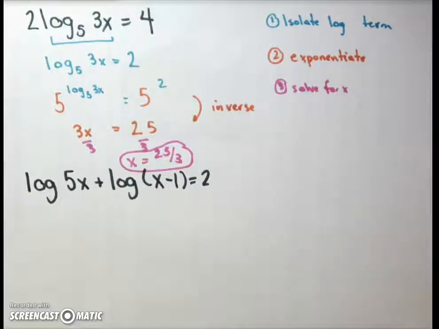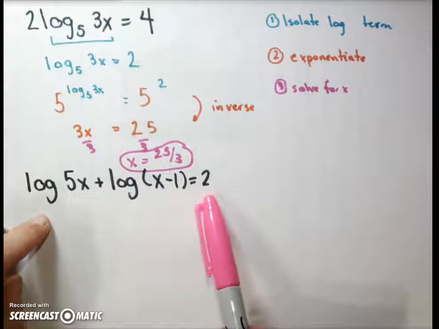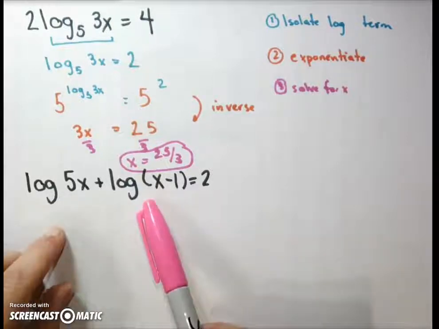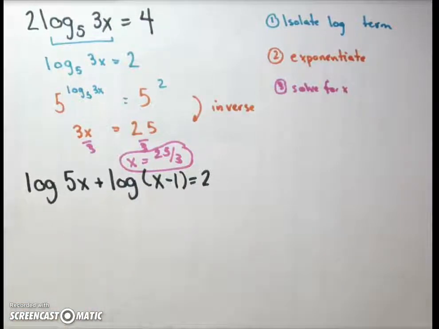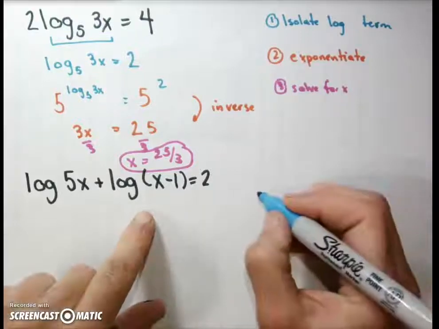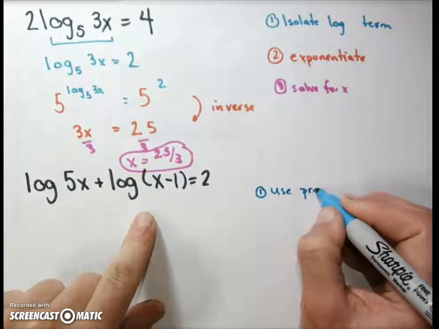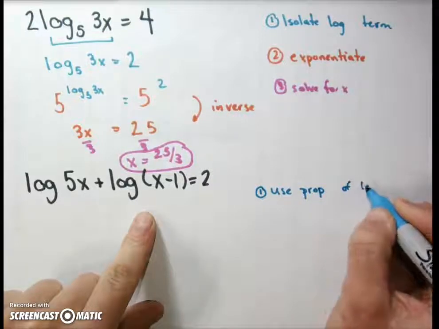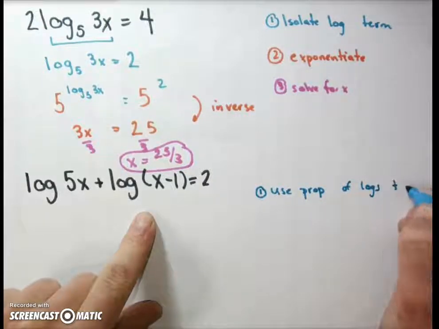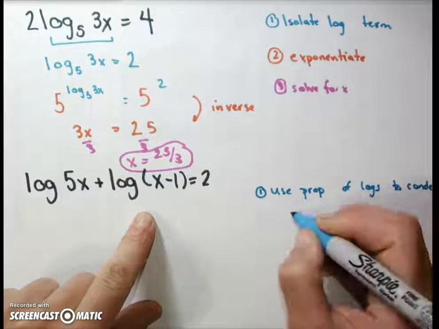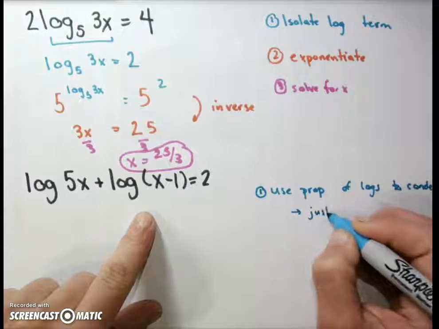Okay, this last example is a little bit tricky because I have these 2 log terms and the 2. So I can't isolate a single log term as of right now. But what I can do is use properties of logs to condense. That way I have just a single log term.